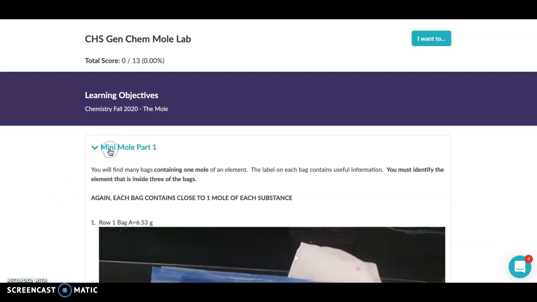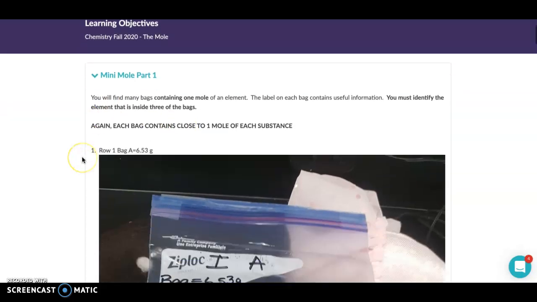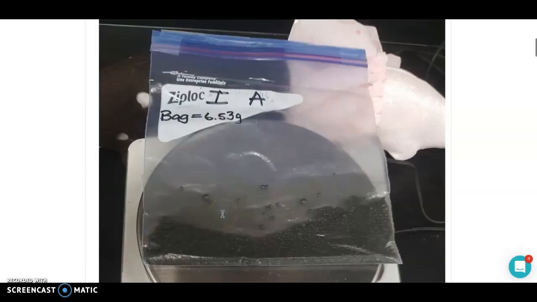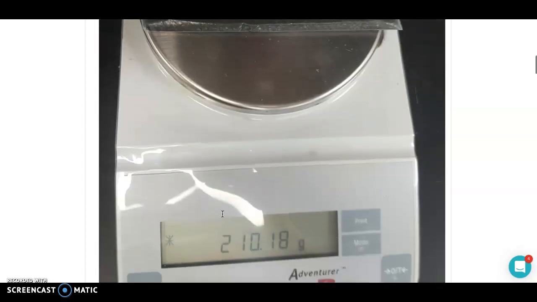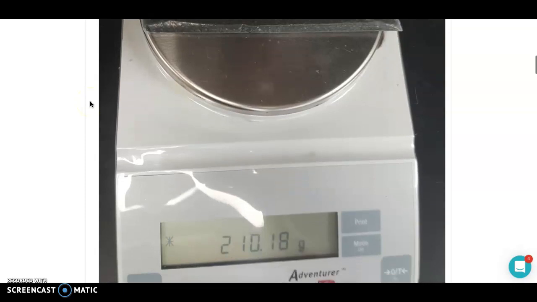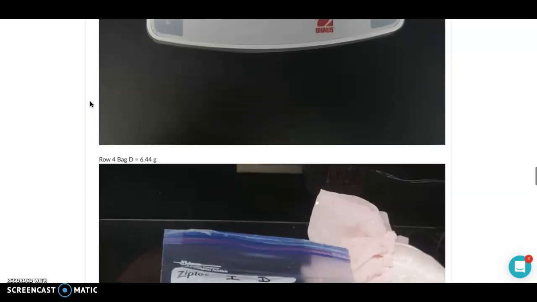With part 1, when you open this up, each bag contains close to 1 mole of each substance, and you will see 4 bags. Make sure you understand that the mass of the bag is written down and is included in the mass here. So you will need to do a subtraction to figure out what substance is in this bag. If there's 1 mole of a substance here, and you know the mass of that substance, you could then figure out the molar mass of the substance in each bag.